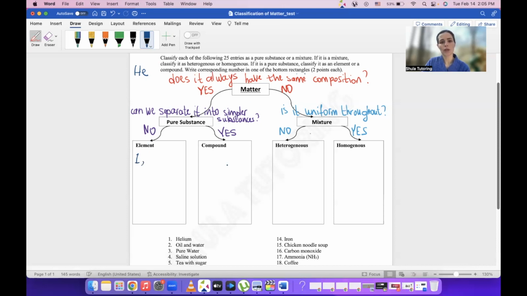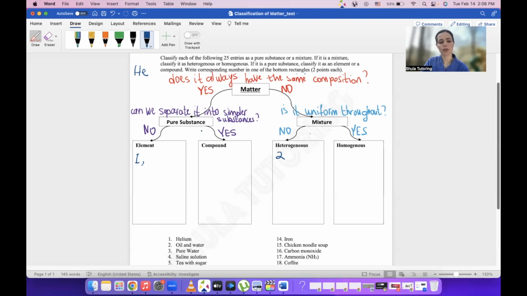Now, oil and water. Does it always have the same composition? Well, there are many different ways to mix oil and water. You can use different proportions of oil and water, or you can add different types of oil. So it doesn't always have the same composition. The answer is no. So we go right here. Is it uniform throughout? No, it's a heterogeneous mixture because we can actually see individual components. We can see the water layers, we can see the oil in there. It's not mixed evenly, so it's a heterogeneous mixture too.